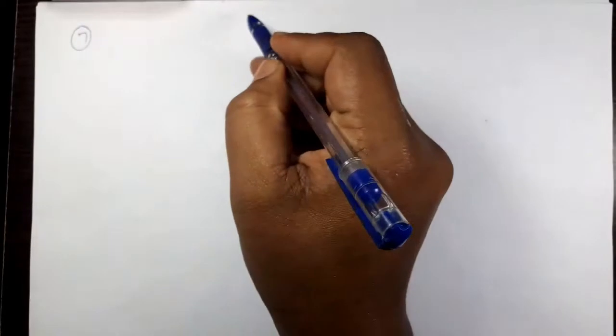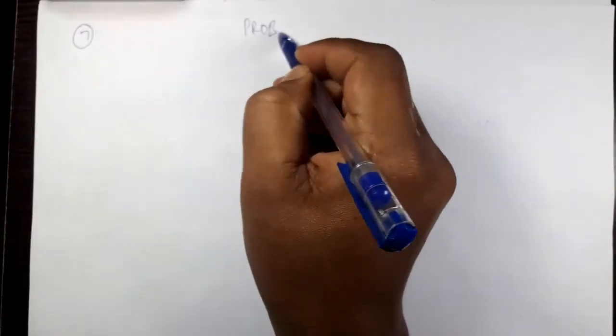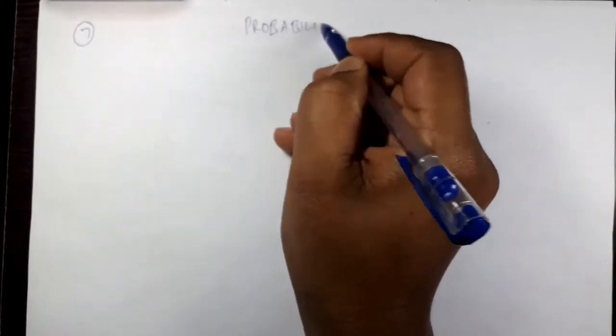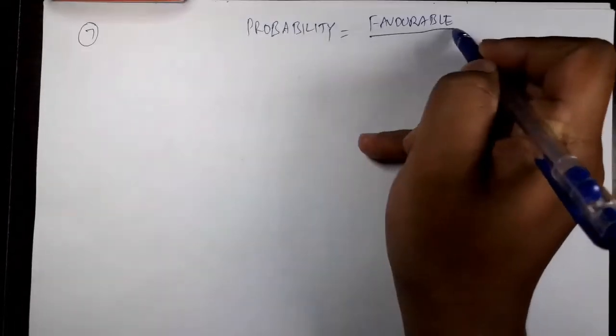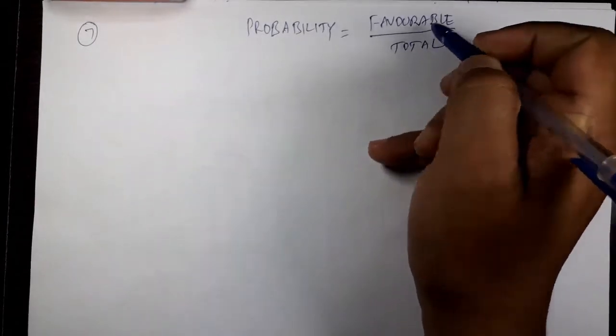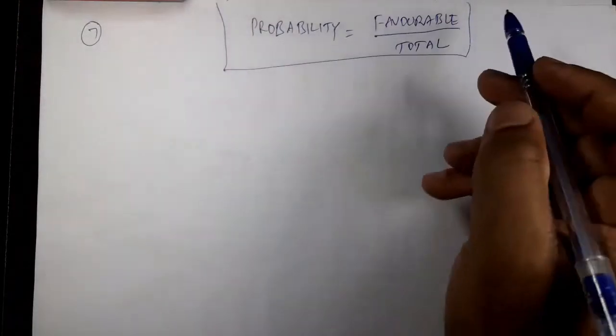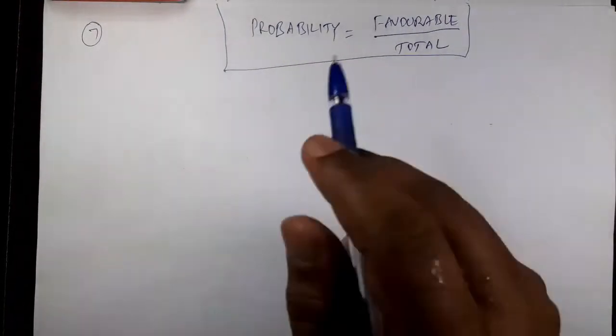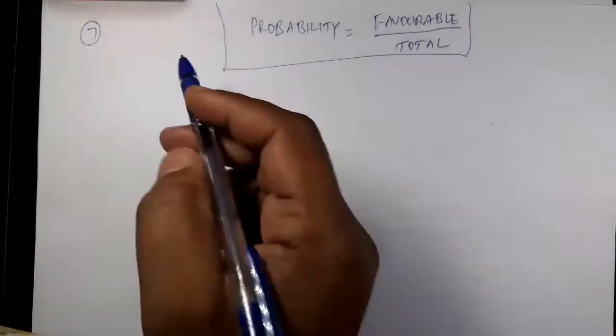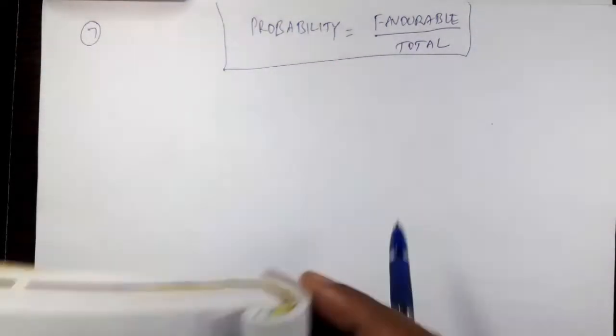Coming to question number 7. Tell me, what is the formula for probability? Probability is favorable by total, that is the number of favorable outcomes divided by the total number of outcomes. Yes, question number 4.